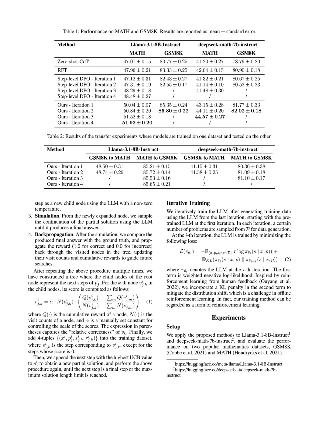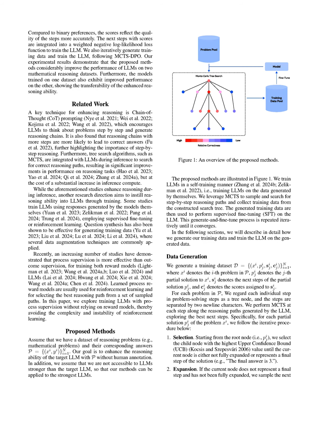The process involves 4 key steps: selection, choosing the child node with the highest upper confidence bound; expansion, sampling the next step as a new child node; simulation, continuing the partial solution until a final answer is produced; and backpropagation, comparing the final answer with the ground truth to update node scores. This iterative process continues until a new partial solution is formed, which is then used for supervised fine-tuning of the LLM, repeating the cycle until convergence is achieved.